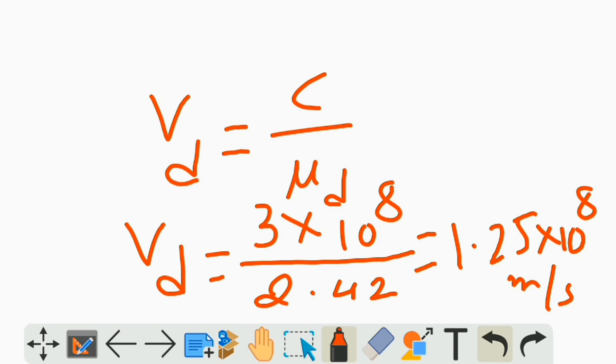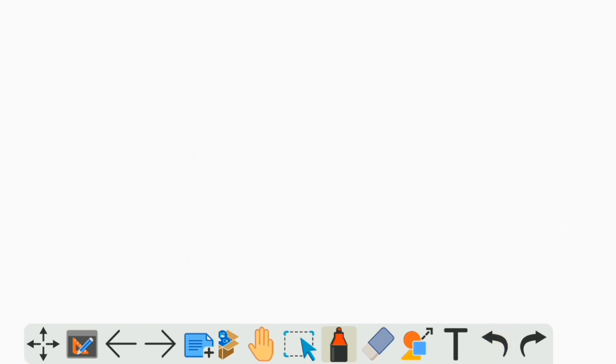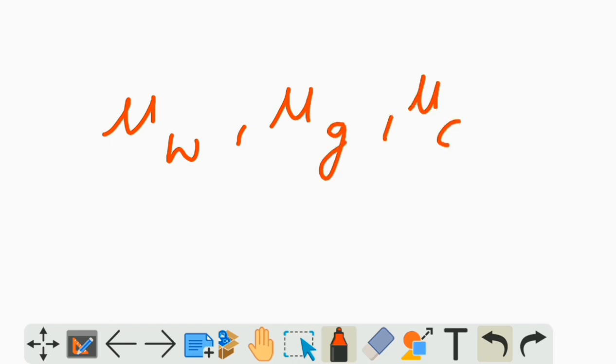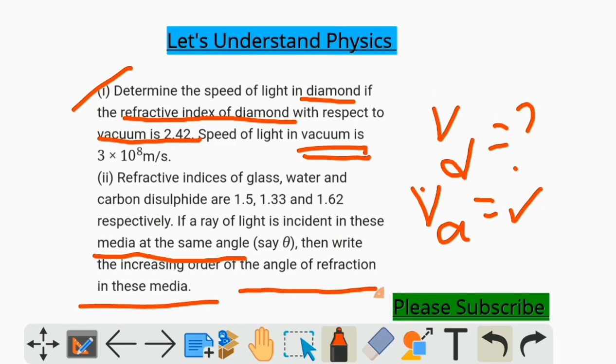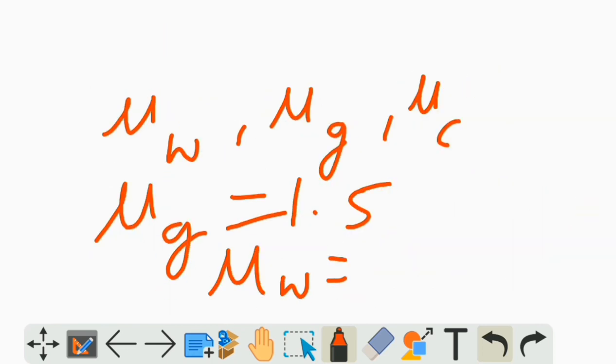Now what does that mean? You know refraction, yes or no? Here what is given? Mu w is given, mu g is given and mu c is given. What are the values they have given? See the question. Now mu g is given how much? Mu g is equal to 1.5. Then mu water is equal to how much? 1.33, and mu c is equal to 1.62. These are the values given.